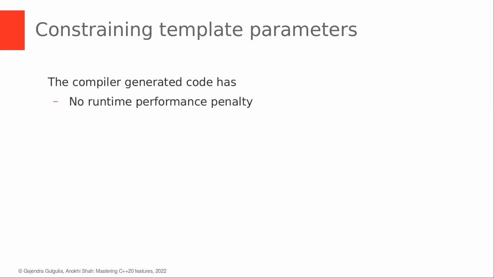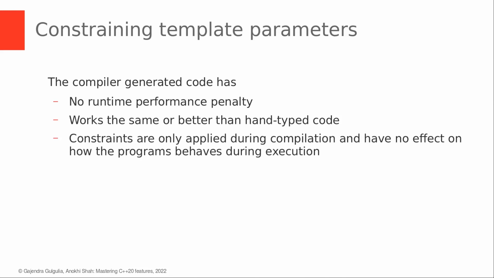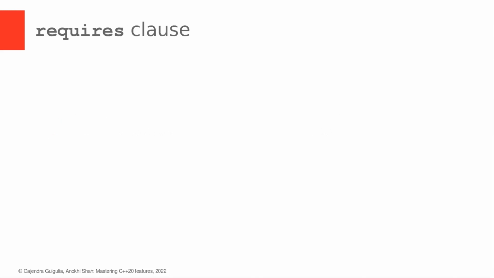Compiler-generated code has no runtime performance penalty, works the same or better than hand-typed code, and constraints are only applied during compilation and have no effect on how the program behaves during execution.